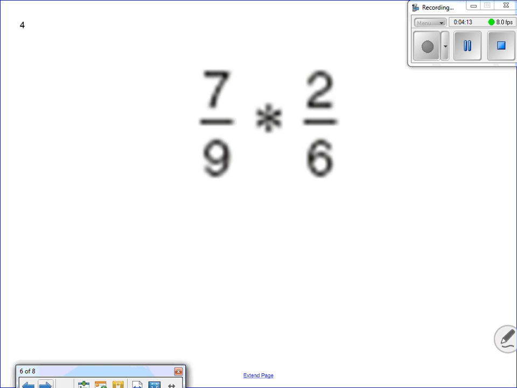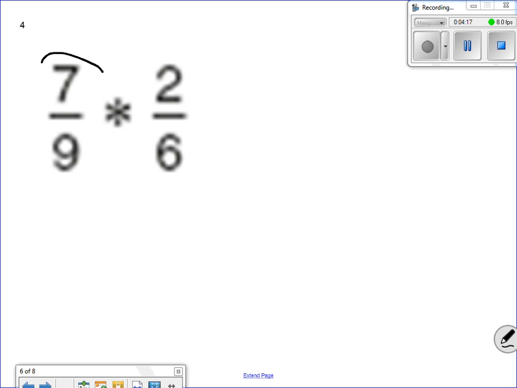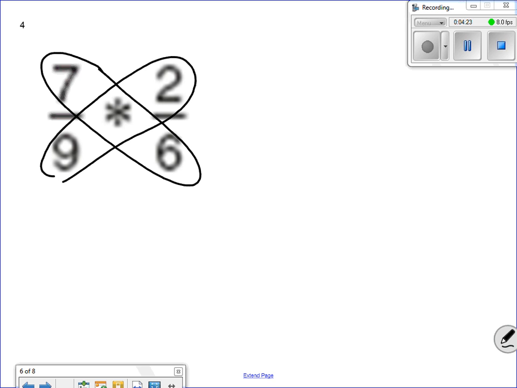7/6 and 2/9. Looking at this problem right away, I want you to eyeball the 7 and the 6. Can they get any smaller? They can't. How about the 9 and the 2? They can't. So that means whatever I multiply across is my answer. I don't have to simplify it at all. 7 times 2 is 14. 9 times 6 is 54.